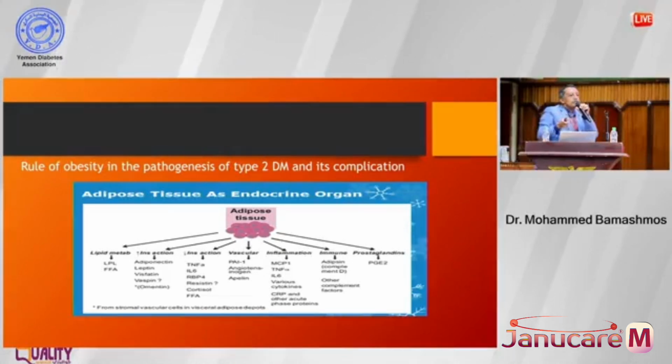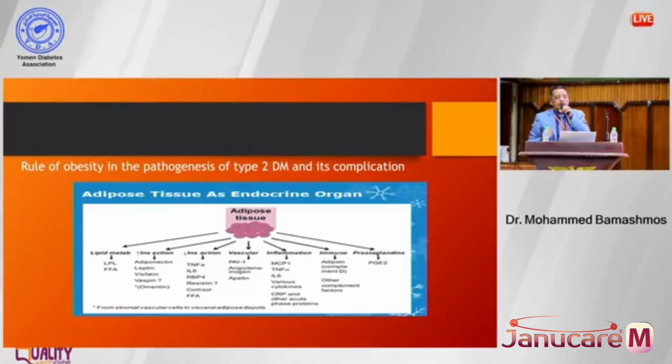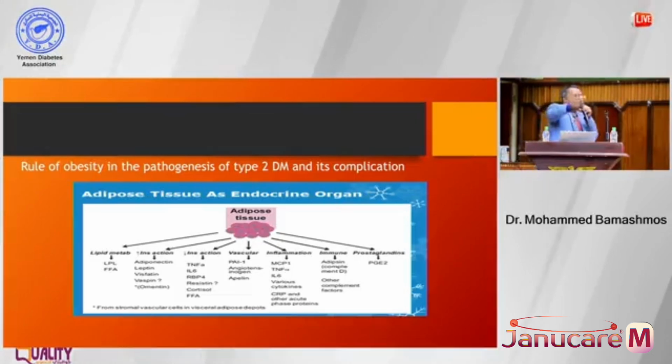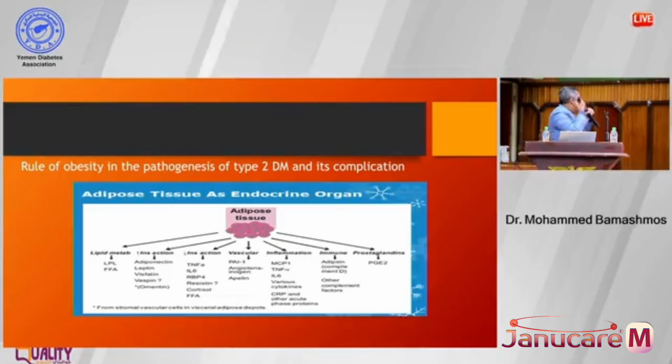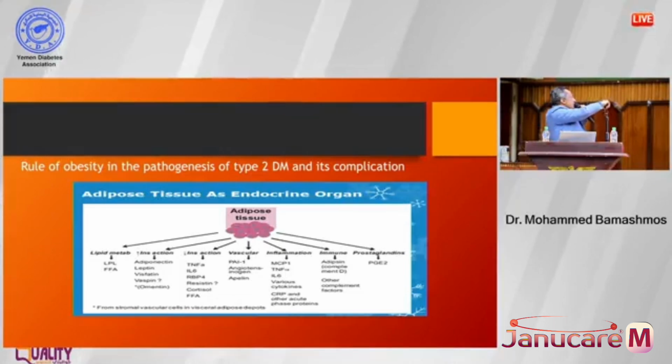But a patient with diabetes has adiponectin resistance. Nowadays they try to produce a drug which is called adiponectin analogs. This is one of the novel drugs which is in the phase of production. In diabetics there is a leptin resistance. The visfatin and vasopressin is decreased.